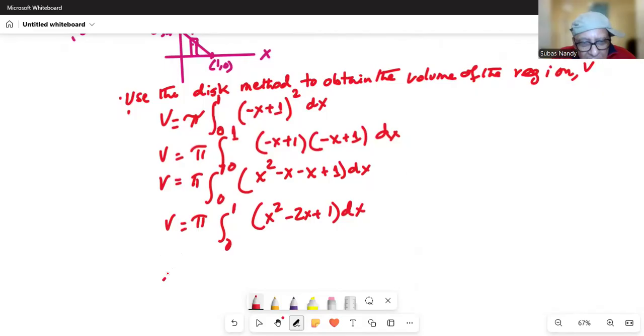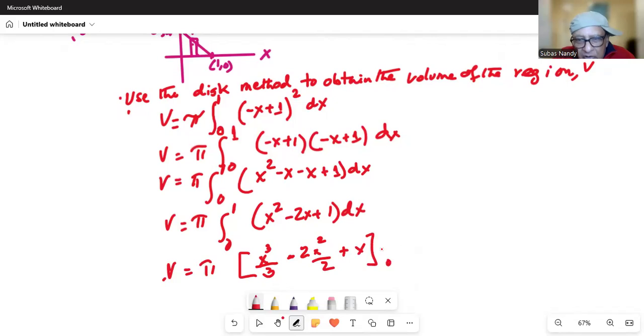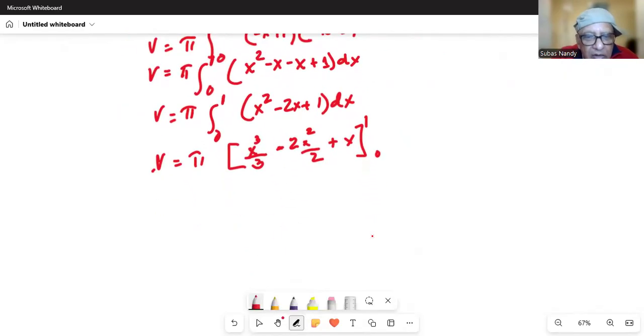So that means volume is equal to pi. I will complete the integration. x squared integrated: the exponent increases by 1, 2 plus 1 is 3, divided by the same number, minus 2 times the integration of x: the exponent increases by 1, so 1 plus 1 is 2, divided by 2, and the integration of a constant term is x, and the limits of integration are from 0 to 1. So let me move this a little bit up, and I will change the color of this ink.